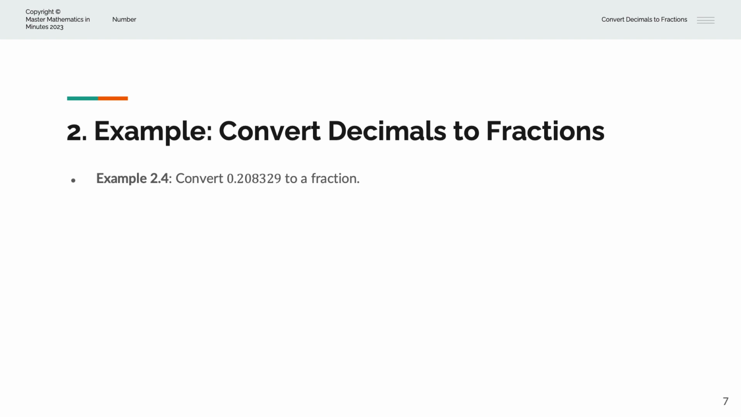In the fourth example, we asked to convert 0.208329 to a fraction. So there are 6 decimal places here, and so we have a millionth. And so we can rewrite that as 208329 over a million in fraction form.